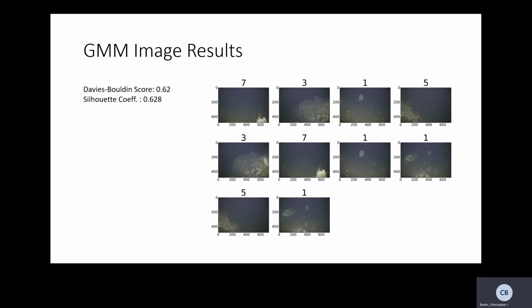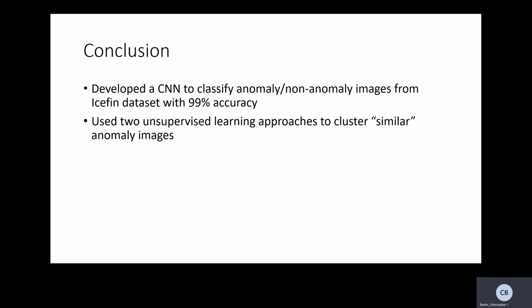So looking at the GMM image results, we see that we get the Davies-Bouldin score of 0.62 and a silhouette coefficient of 0.628, where a score closer to 1 indicates better separation in the clusters. Qualitatively, we found the algorithm does a reasonable job at finding similar objects and grouping them, particularly with some images of the coral and the seafloor. However, we found that the camera positioning can have an effect on accurate clustering of images, suggesting that the clustering we do is not invariant to all scaling or rotation transformations.